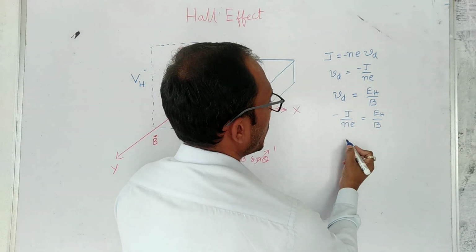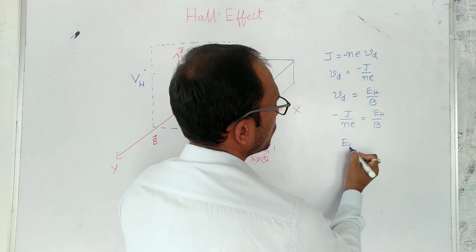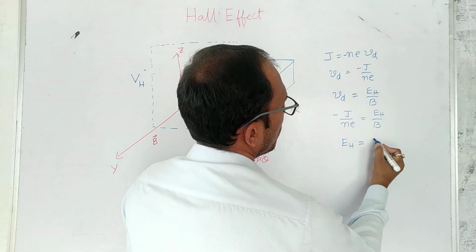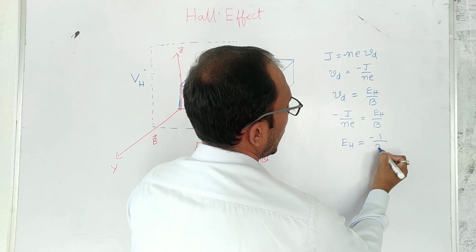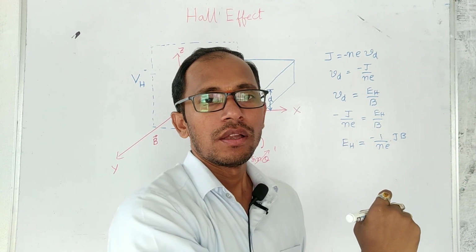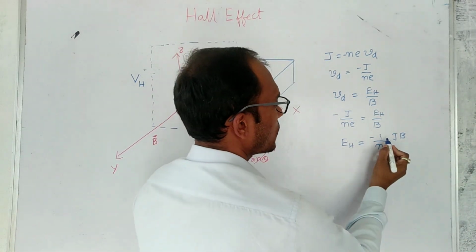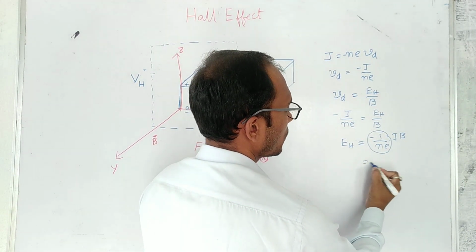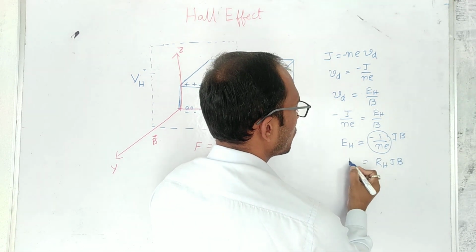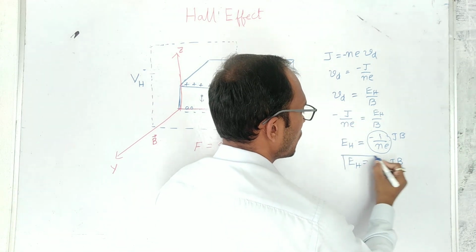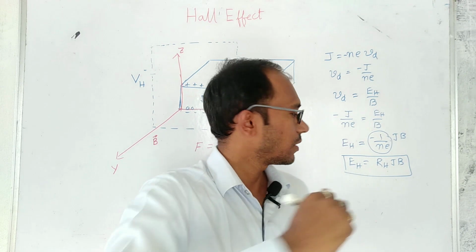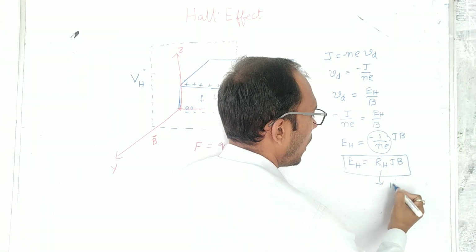From this we can write EH is equal to minus 1 by NE into J into B. Now we can write this as 1 by NE as RH, so EH is equal to RH into J into B, where RH is equal to minus 1 by NE. So this RH is called the Hall coefficient.